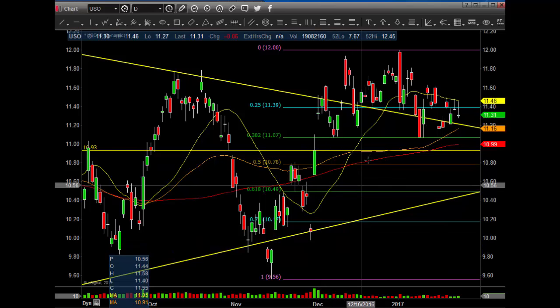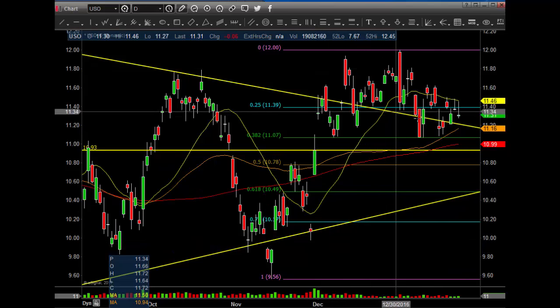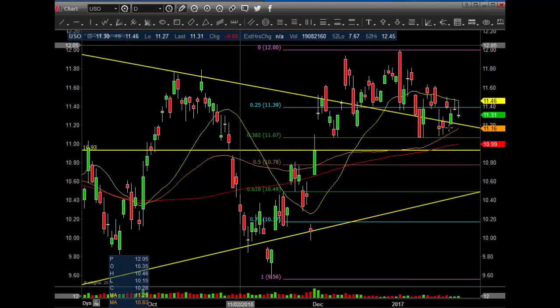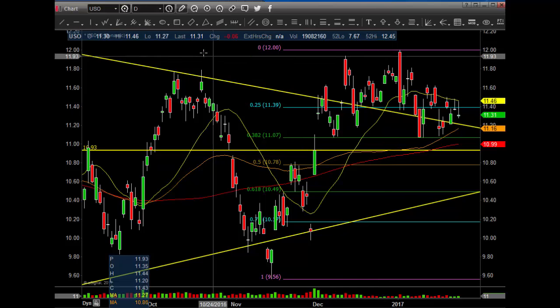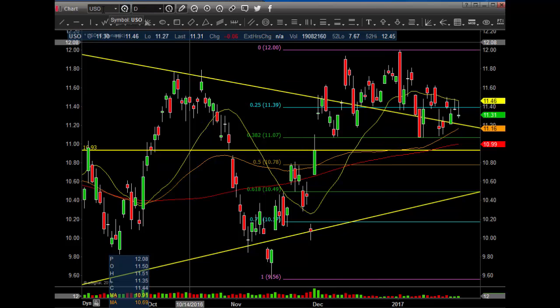But one step at a time with the USO. I'm a little more bearish on this one. I have a small position in the SCO, but that's what we're doing now. We're about break even on that one, a little bit underwater. Let's go to the UUP.